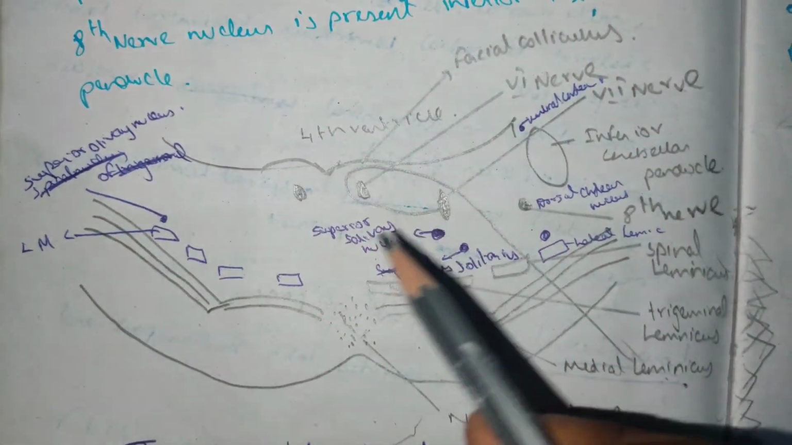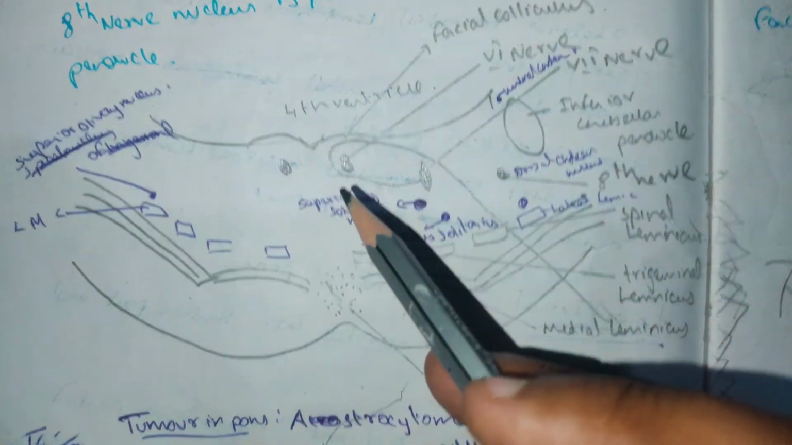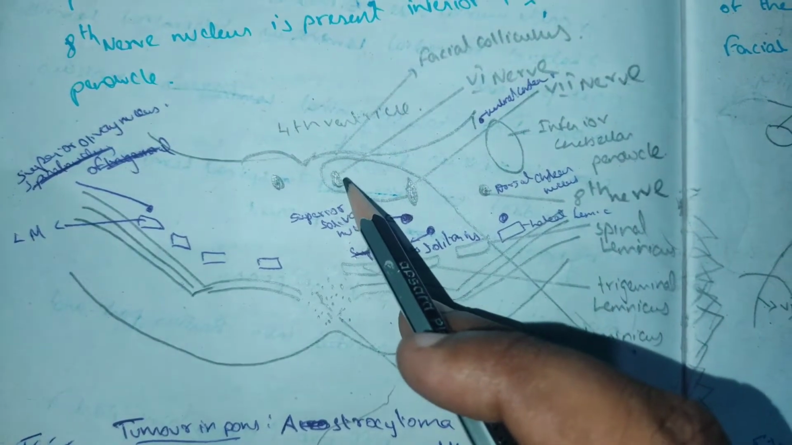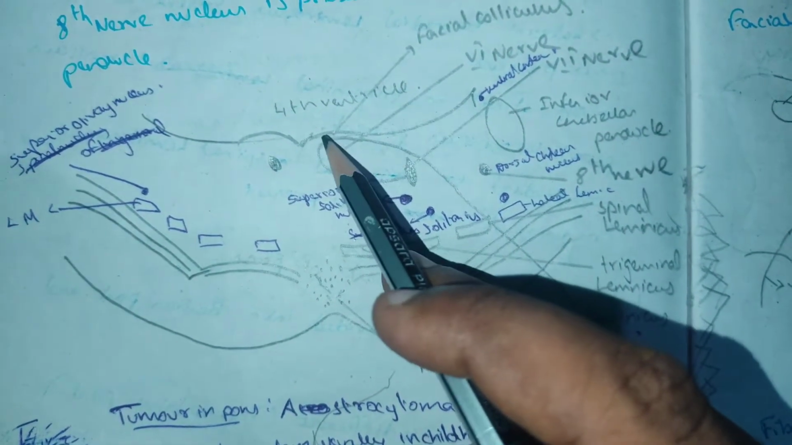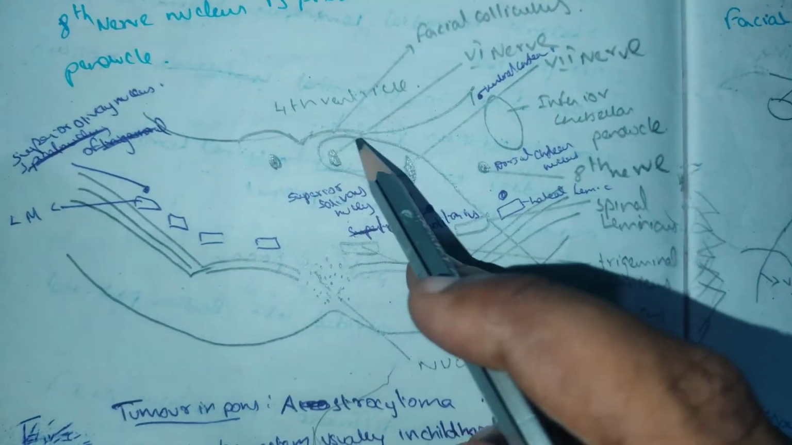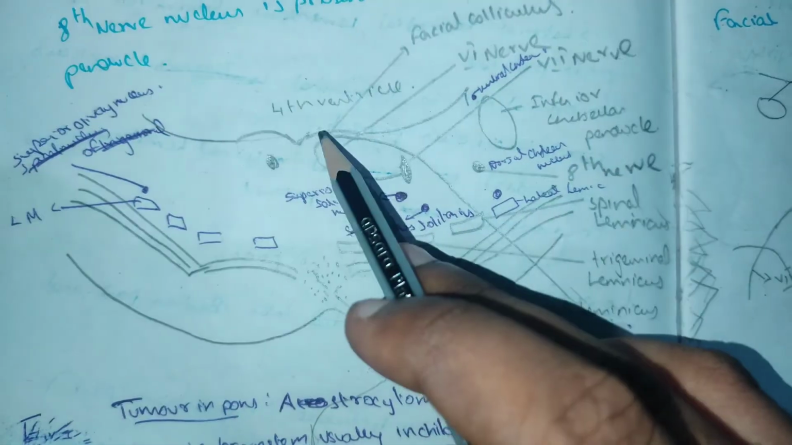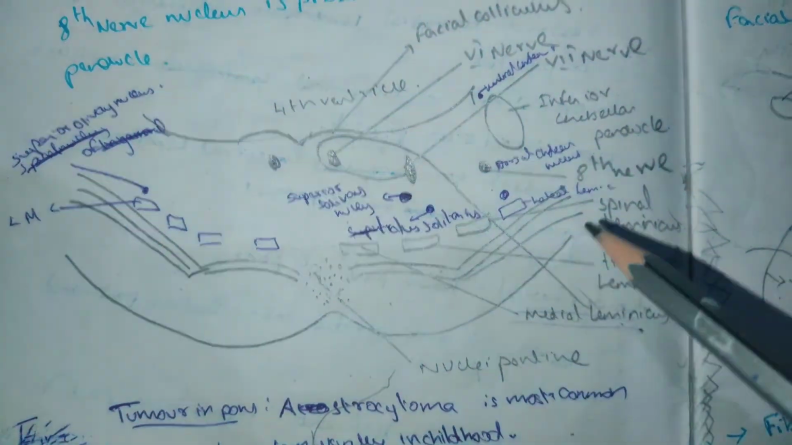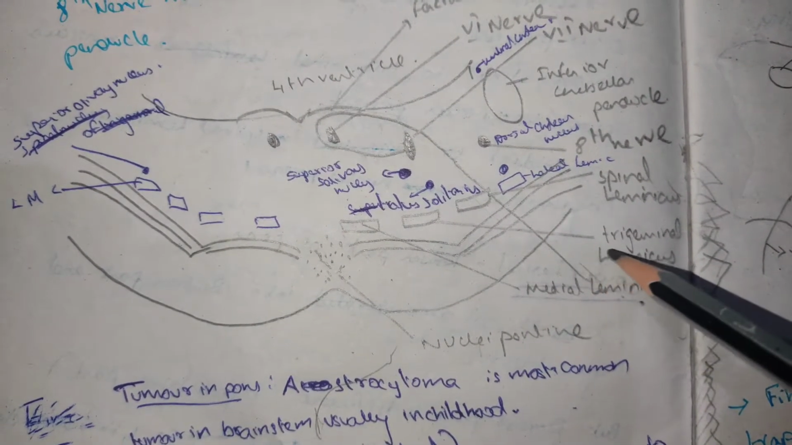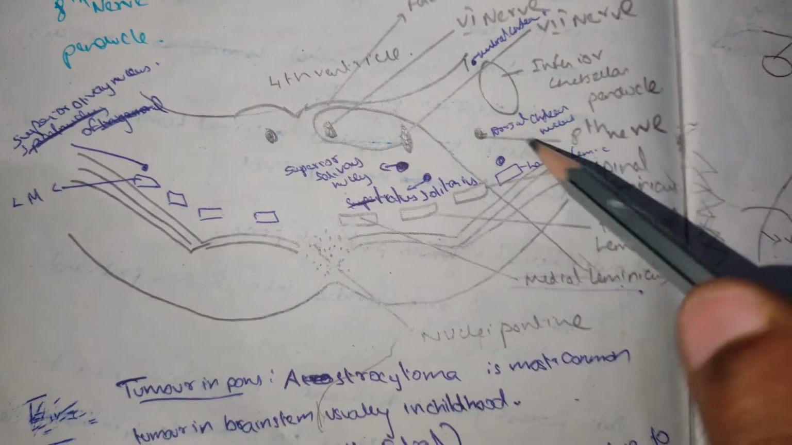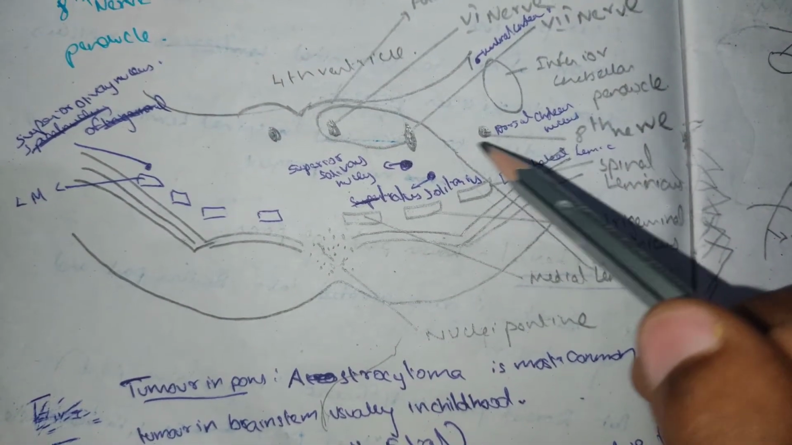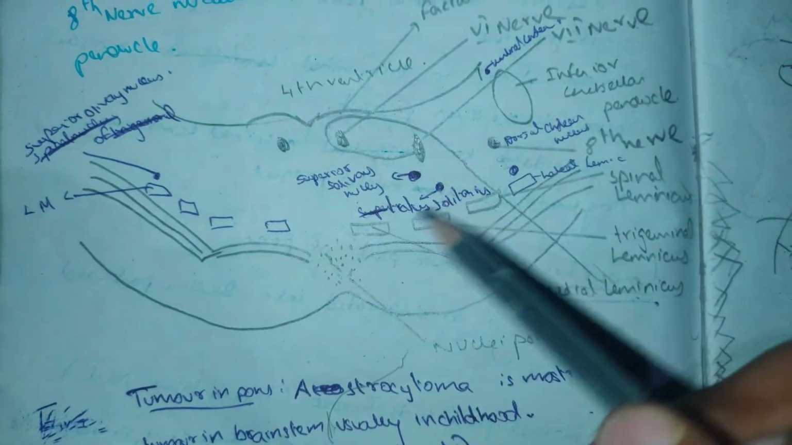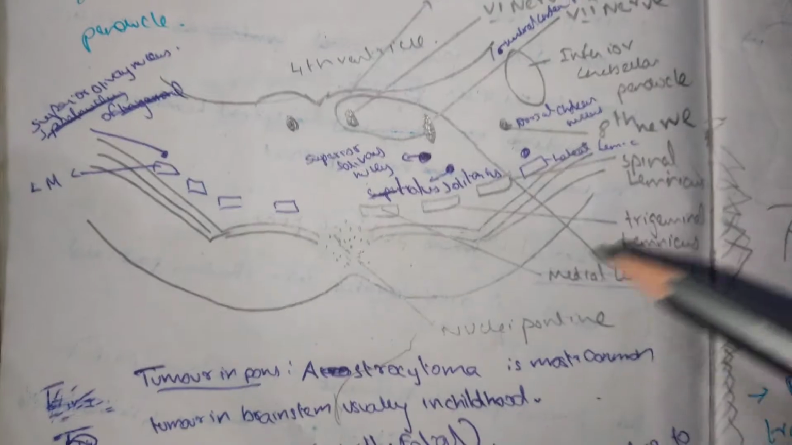Here is the lower part of the pons. There is no cerebral aqueduct. The fourth ventricle is present. Here is the 6th nerve nucleus, in front of the facial colliculus. The 7th nerve makes a turn around it. The medial lemniscus is also present, along with the trigeminal lemniscus, spinal lemniscus, as well as the fifth nerve nucleus. Lateral to it, the 7th nerve as well as the 6th nerve nucleus is also present here. This diagram is also important.